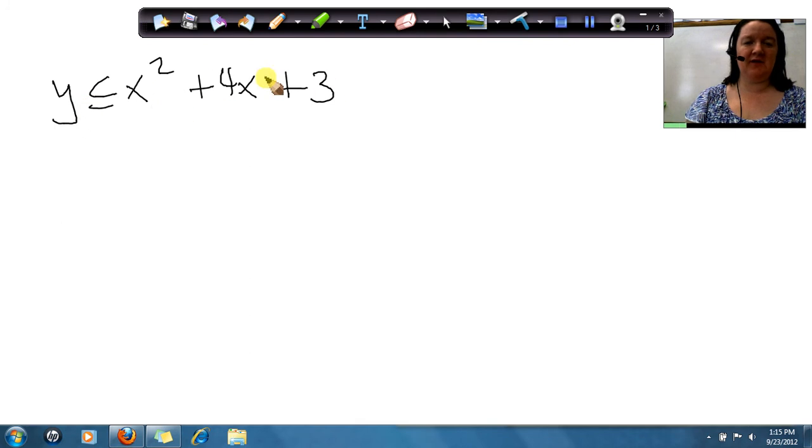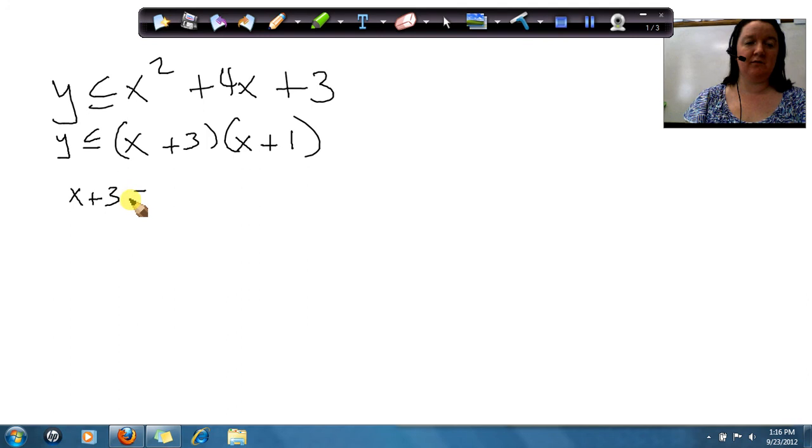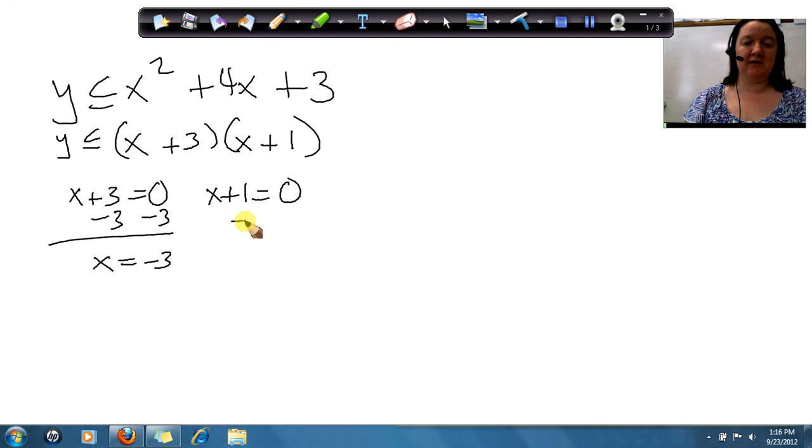So if we look at this, we can factor this part of the equation. So we can say y is less than or equal to x plus 3 and x plus 1, because the 1's will multiply together to give 3, and my inside and outside terms will give 4. So now I know that my roots are at negative 3, and that here it's at a negative 1. So we know that in our graph we're going to have a root at negative 3 and negative 1.